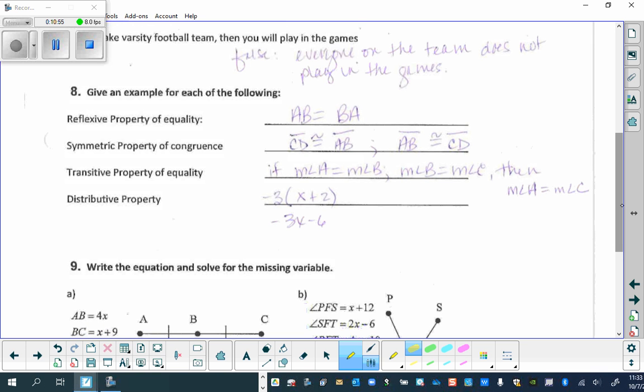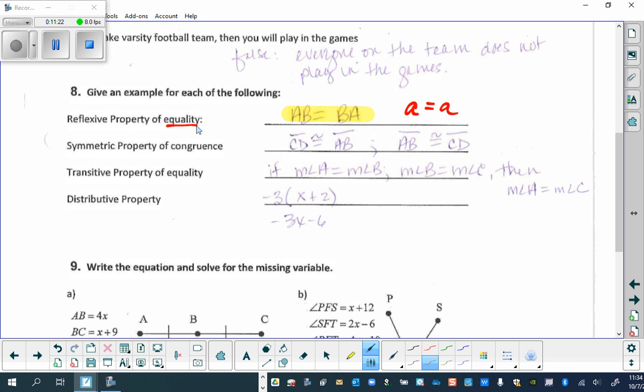Examples of each of those properties. Let me know which ones you need support with or help with. My reflexive property looks different in geometry than in algebra. If it's the algebraic reflexive property, that's just A is equal to A. If we're talking about geometry, I've got two conversations, equality versus congruence.